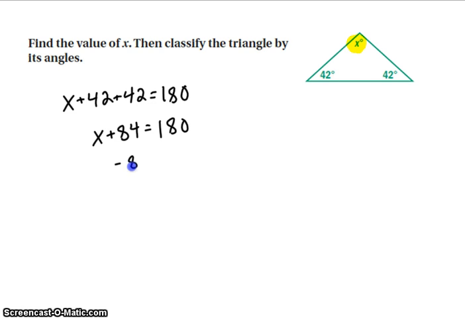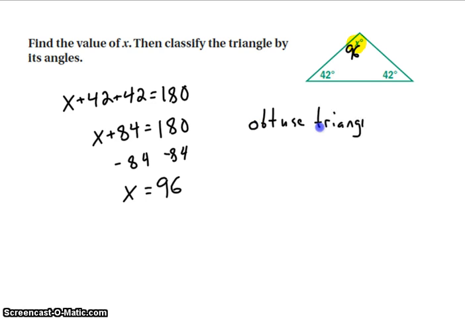And then I'm just going to do my one-step equation. So I'm going to take away 84 from both sides. When I take away 84 from this side, I get x. And this side, I get 96. And so I know that this angle measures 96 degrees. And that's above 90 degrees. So I have found the value of x. It's 96. And I'm going to classify it as an obtuse triangle.